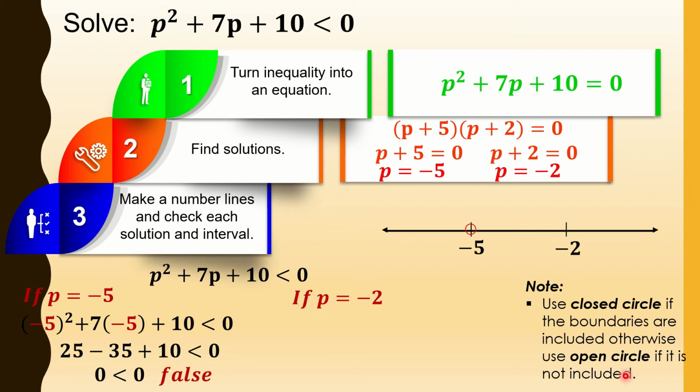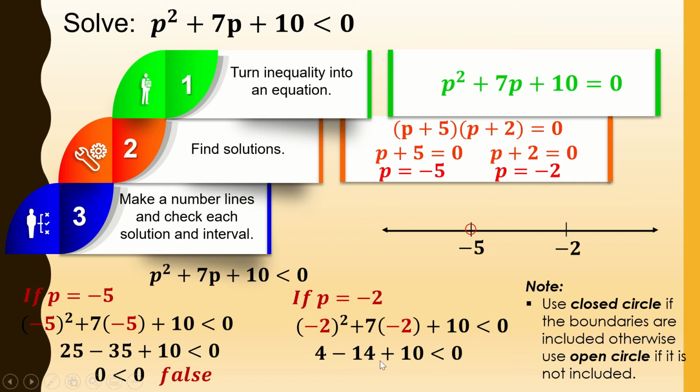Next, how about if p is equal to negative 2? So again, we will substitute that into our inequality. So we have negative 2 squared plus 7 times negative 2 plus 10 is less than 0. Simplifying that, the answer will be 4 minus 14 plus 10 is less than 0. And 4 minus 14 is equal to negative 10, plus 10 is equal to 0.